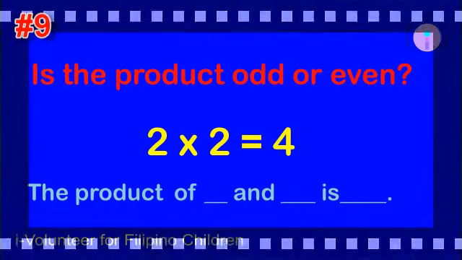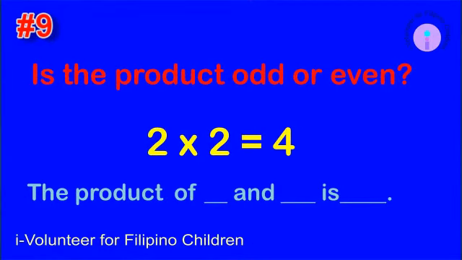Item number 9. Is the product odd or even? The product of 2 and 2 is even. Kindly repeat.